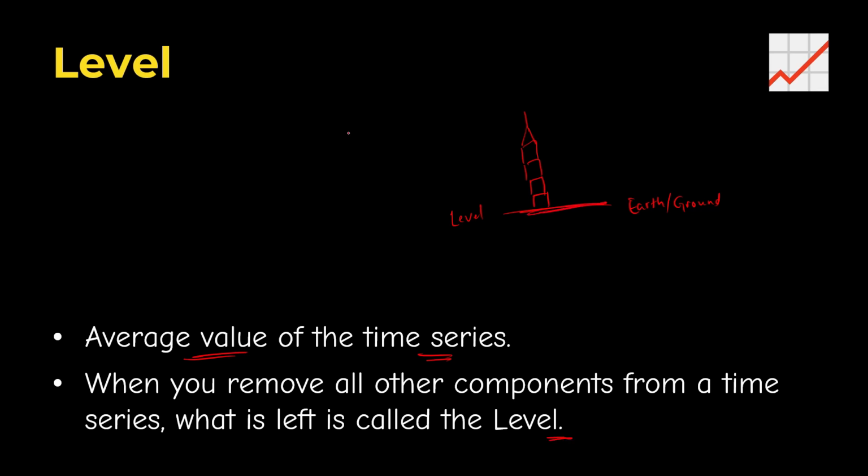This is the baseline where you add, say, trend, then you add a seasonal component, then you add some residuals, then you add some other minor component. It all adds up and results in a time series, right? So it is the baseline on which a time series is built. That is why it is called level.